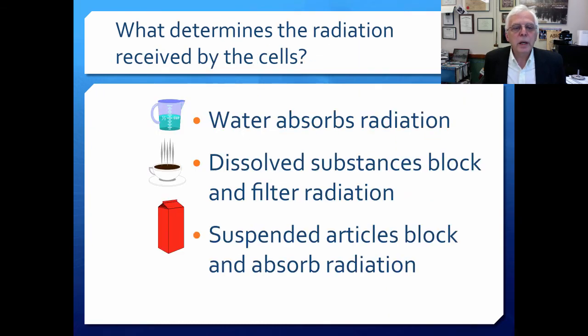So what determines the radiation received by the cells? Well, the water itself absorbs some kinds of radiation. Dissolved substances like coffee or brown stuff block and filter radiation, and then suspended particles block and absorb radiation, such as you'd find in milk. The little particles of material that are suspended in that milk will also block and absorb radiation. So there's quite a gauntlet for light to have to run before it actually gets to a cell so that it can drive photosynthesis.